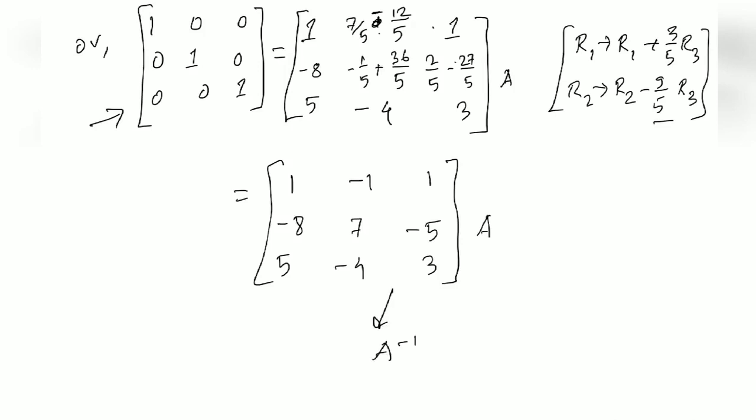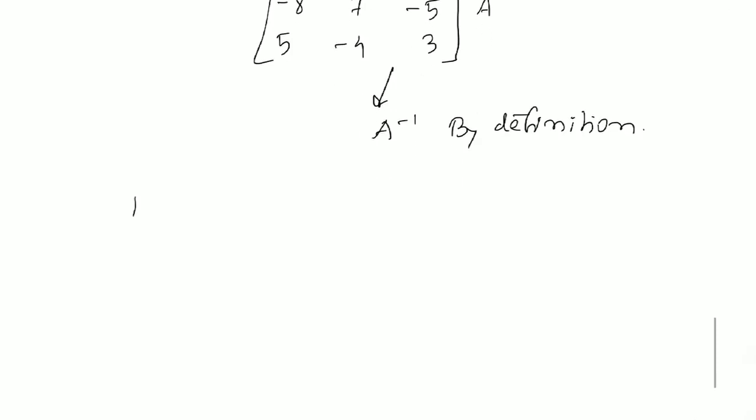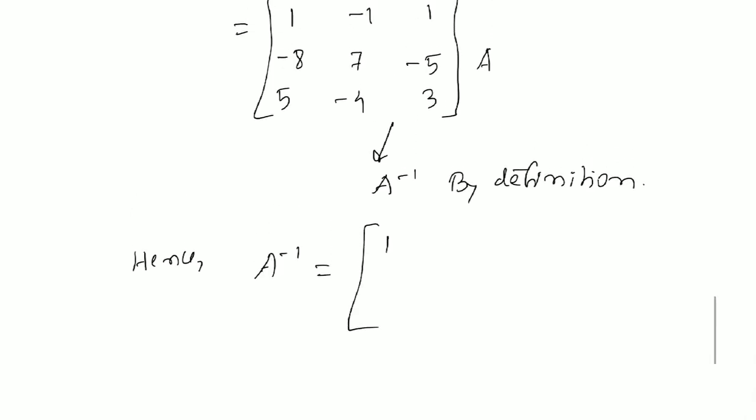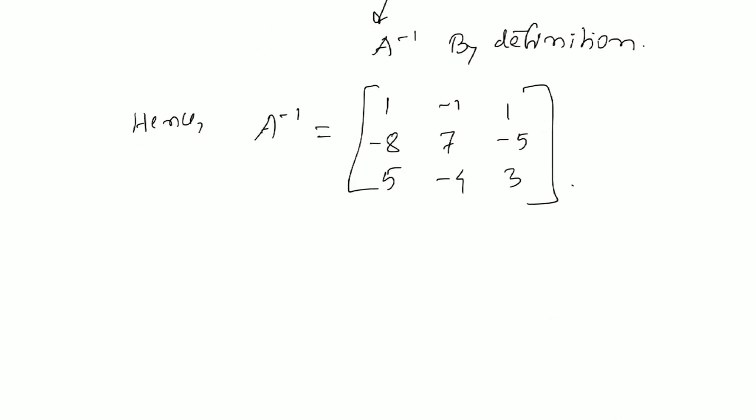Now again, according to the definition of matrix inverse, we have A inverse as this matrix. Hence, A inverse is equal to 1, minus 1, 1, minus 8, 7, minus 5, 5, minus 4, and 3. Perfect? Okay, so for this section, it's over.